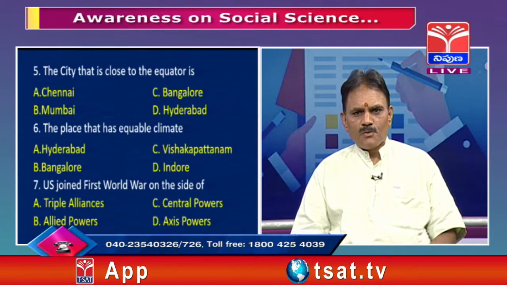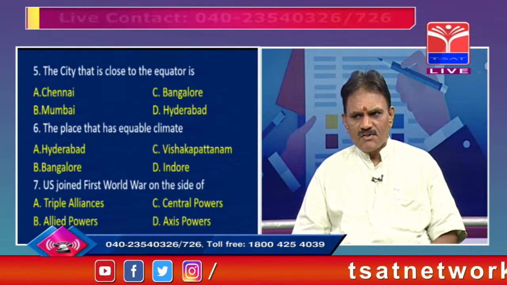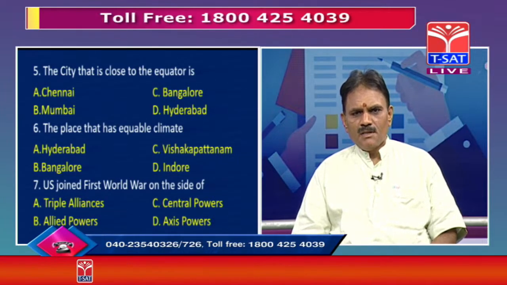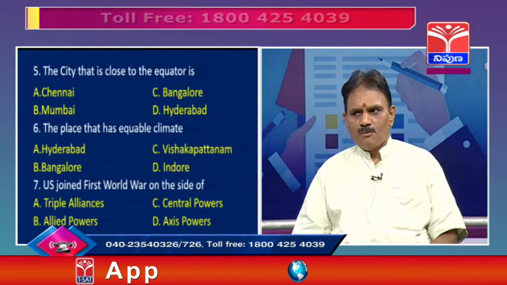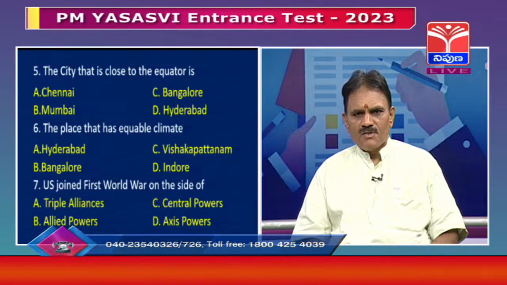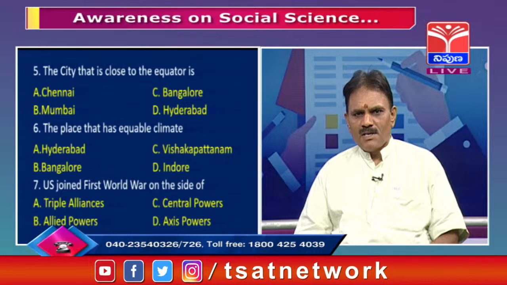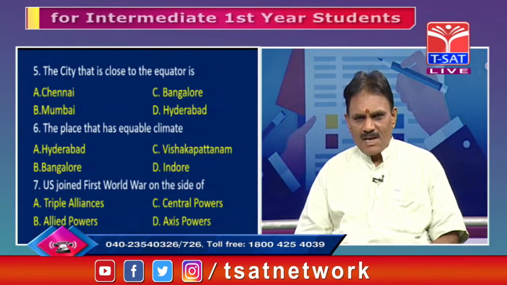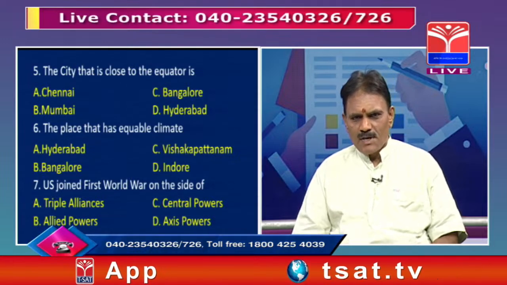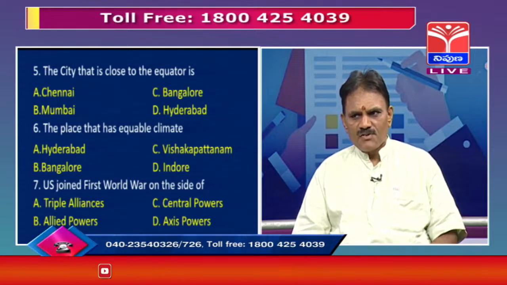So when coming to the options, Chennai is near the equator, because of Tamil Nadu, and after that Karnataka. Of course, Kanyakumari is the last point of the Indian mainland, which is close to the equator. So Chennai is the answer for that.